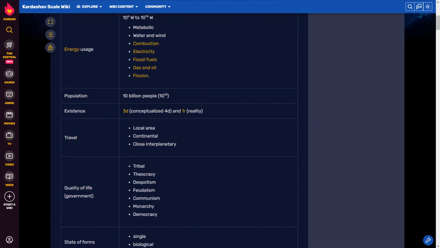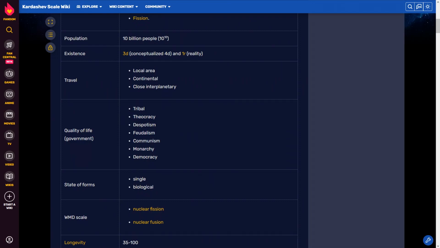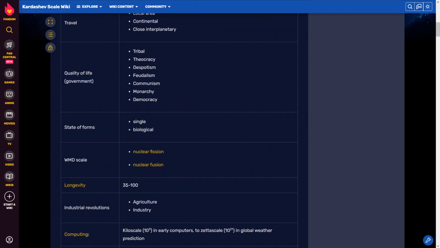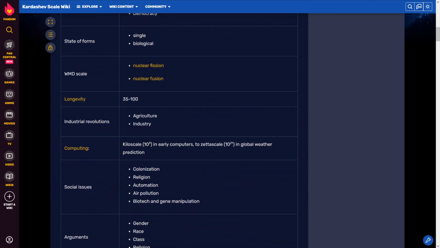Existence 3D, conceptualized 4D, and 1R, reality, or I guess one realm. Travel is the local area, continental, and close interplanetary. The quality of life, government. Tribal, theocracy, despotism, feudalism, communism, monarchy, and democracy, such that it is. State of forms, single or biological. WMD scale, nuclear fission or nuclear fusion. Longevity 35 to 100. Industrial revolution, which was agriculture and industry, which I mean, yeah.